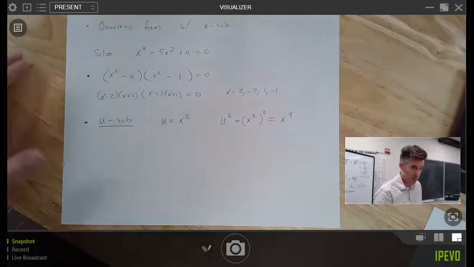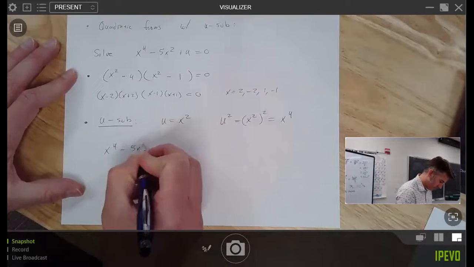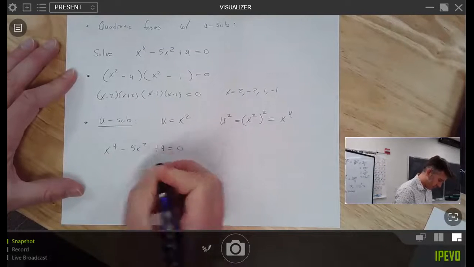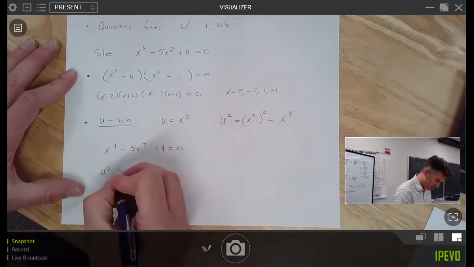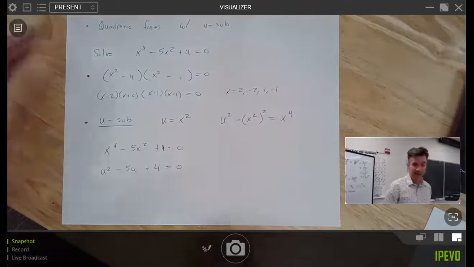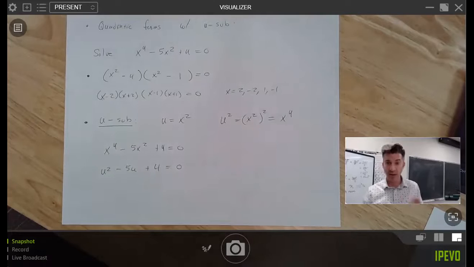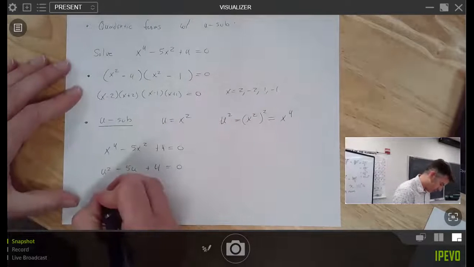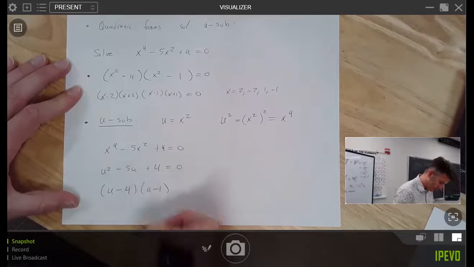So whatever we choose for u squared has to also be showing up in our polynomial. And it is. So then we're going to rewrite this as x to the fourth is u squared, x squared is u, and 4 is still 4. And now it looks like a regular quadratic, and we can factor it without having to think about anything crazy. So this is going to be u minus 4 times u minus 1.